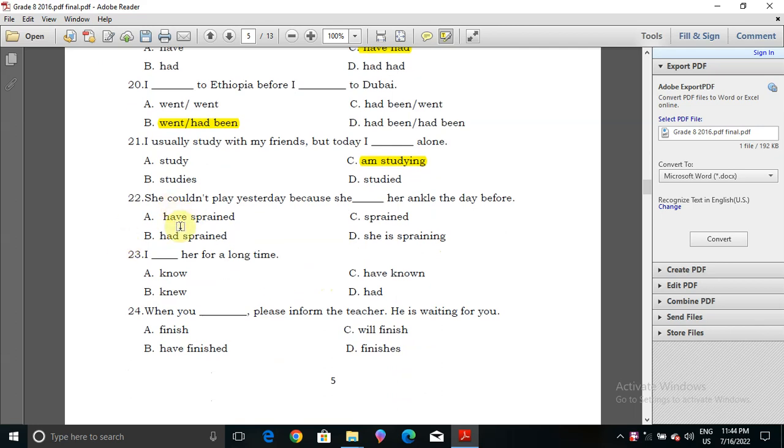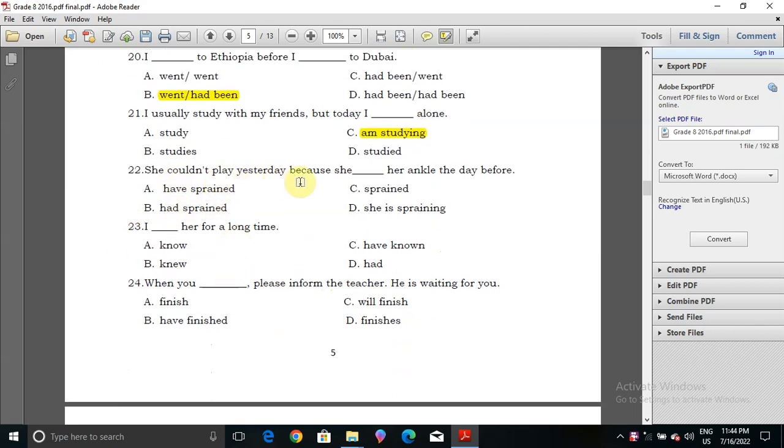Now question number 22: "She couldn't play yesterday because she dashed her ankle the day before." Now what happened? Something that happened in the past, right? So that means "had sprained," right? "She couldn't play yesterday because she had sprained her ankle the day before."